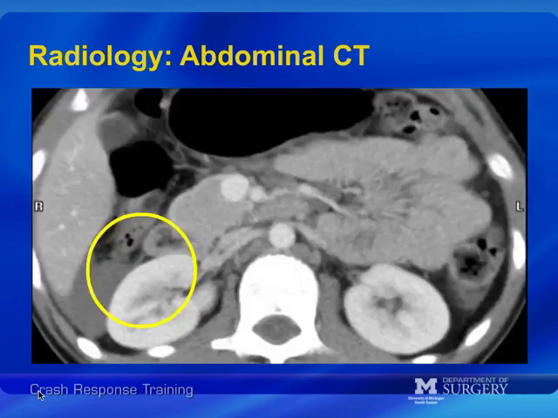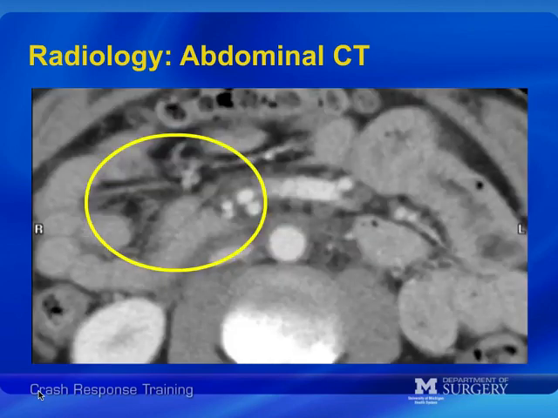Here you can see the kidneys at the bottom of the scan, and just to the left in that yellow circle is free blood, indicating an injury to the mesentery. Got some bowel thickening. It's a little hazy, again indicating there's fluid in his abdomen.